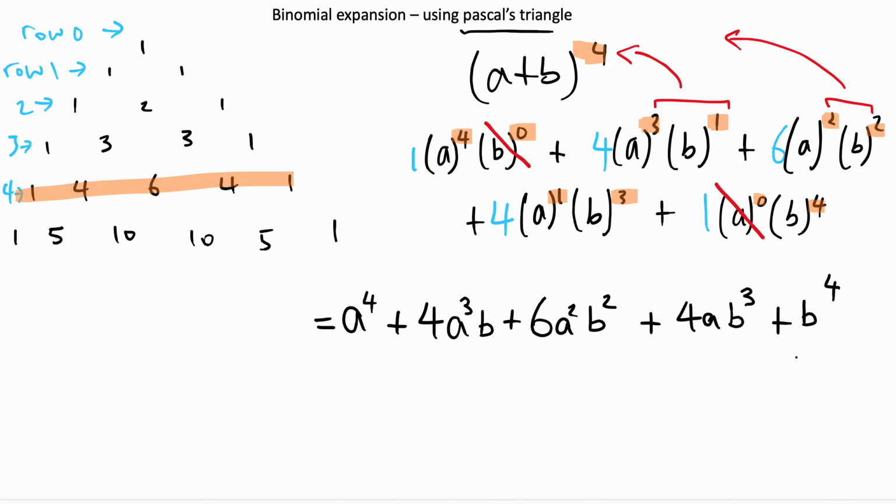Is there anything we can simplify? No, there is nothing similar. So this will be our final answer for a plus b to the power of 4. Let's take a look at another example. That was the easiest example of binomial expansion there possibly can and will be. So let's take a look at something that's a bit more challenging.